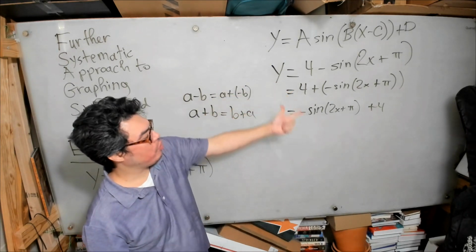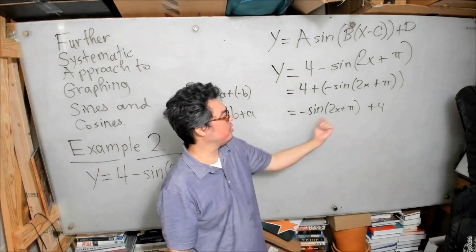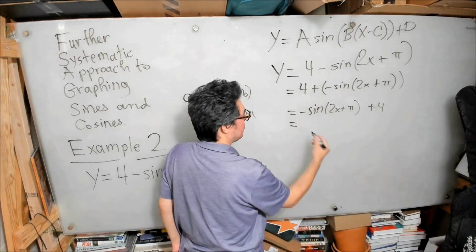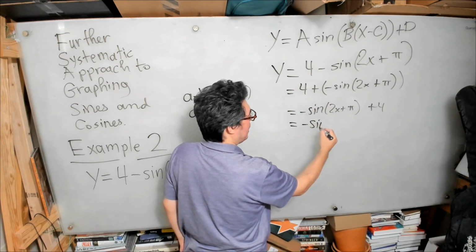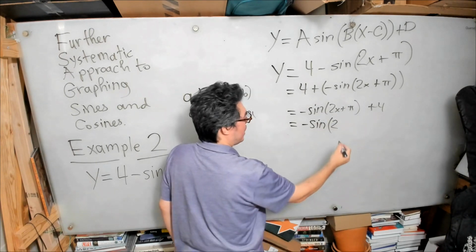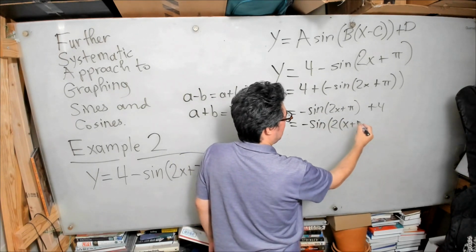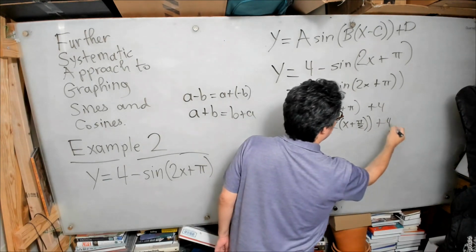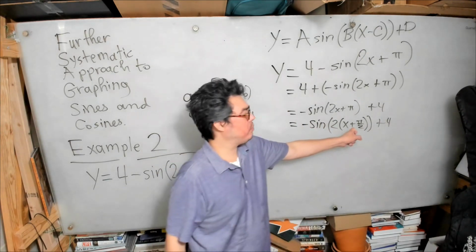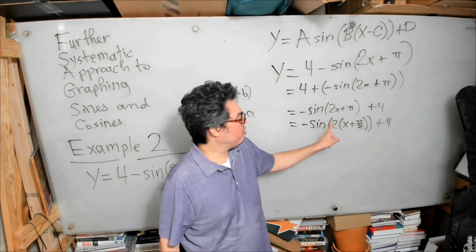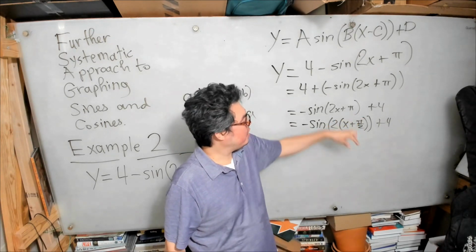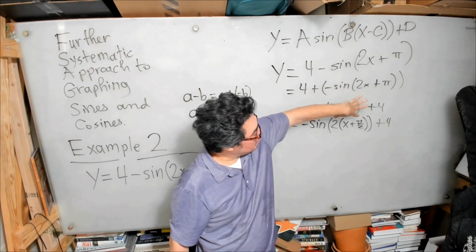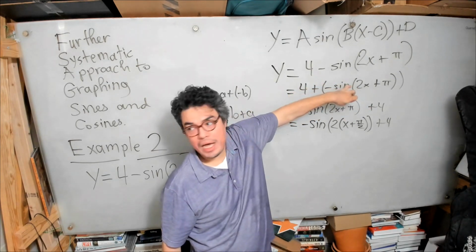But are we where we want to be at? No. I want to pull this 2 out of this expression, of the linear expression inside of the sine. So I have negative sine of 2 times x plus pi over 2, plus 4. Now here, why is it x plus pi over 2? Because if I distribute this 2 in this parentheses, I'll get 2x, which is what we have there, plus 2 times pi over 2. That's the pi. Okay?